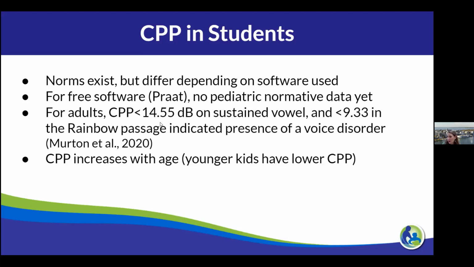For adults, we know that a cepstral peak prominence of less than 14.55 decibels on a sustained vowel or less than 9.3 in the rainbow passage was consistent with presence of a voice disorder. But we also know that it increases with age. So younger children actually have a lower cepstral peak prominence than older children.